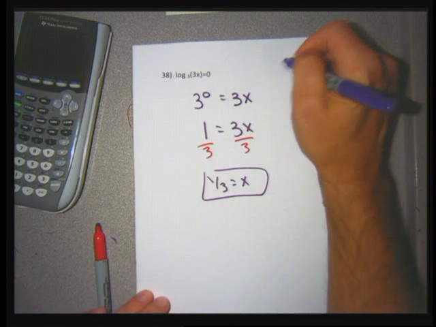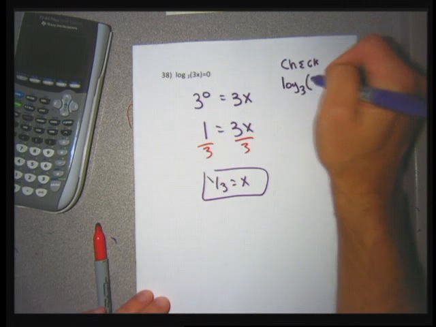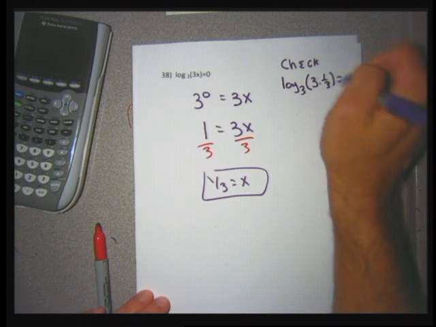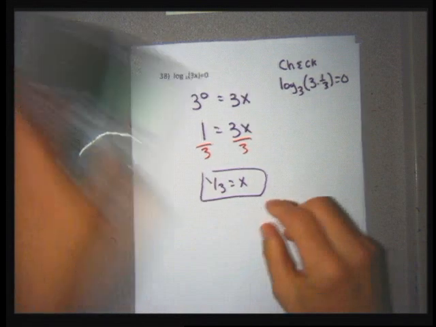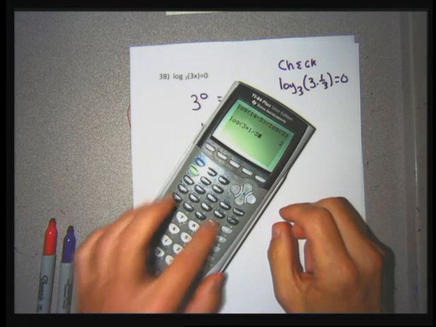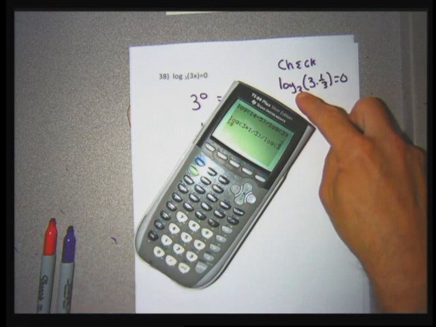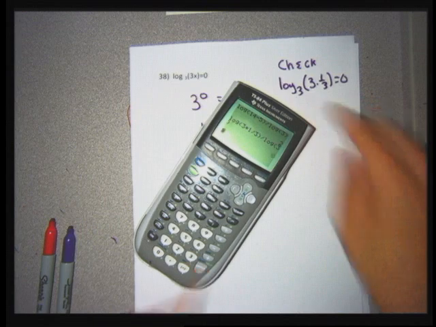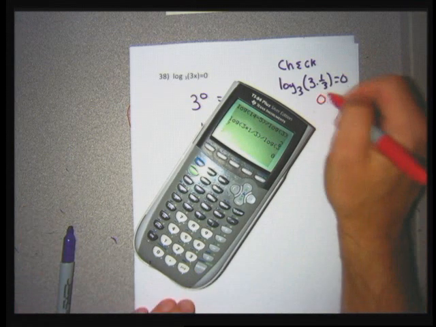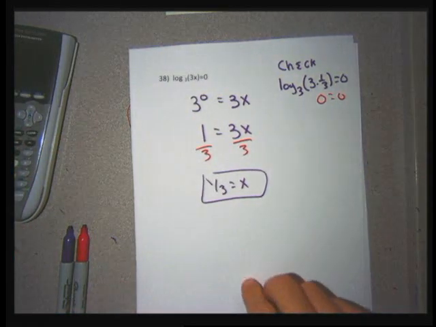When I go to check, it should be the case that the log base 3 of 3 times 1/3 equals 0. Easy enough to check. So I go log of 3 times 1 divided by 3, and then divided by the log of 3 for the base. And then when I hit enter, hopefully I get a 0 there, and I do. So I get 0 equals 0, so my answer checks just fine. So literally it takes 15 seconds to check. On the test you should have 15 seconds to check any problem like this.